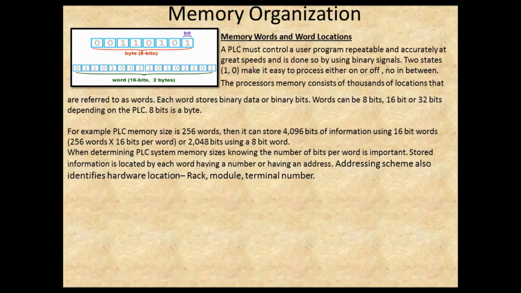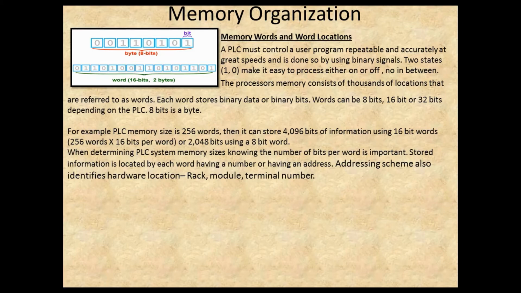The processor memory consists of thousands of locations that are referred to as words. Each word stores binary data or binary bits. Words can be 8 bits, 16 bits, or 32 bits depending on the PLC. 8 bits is a byte, and an individual 1 or 0 is a bit, sorry about that.